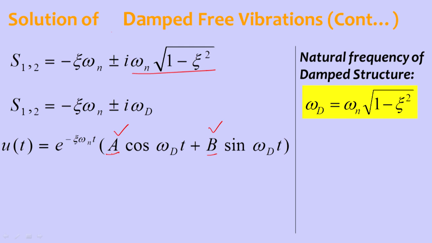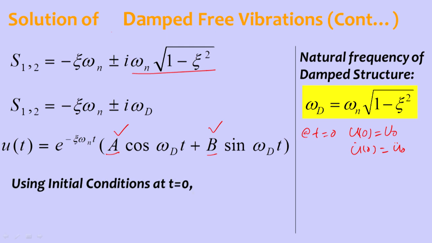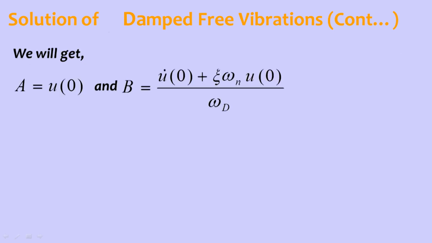So we have two initial conditions: at time t equal to 0, we have u0 as u0 and u dot 0 as u dot 0. So initial displacement as well as initial velocity. These two conditions we need to use. So using these two initial conditions, which are given here, now if we use that, what we get is a value as u0.